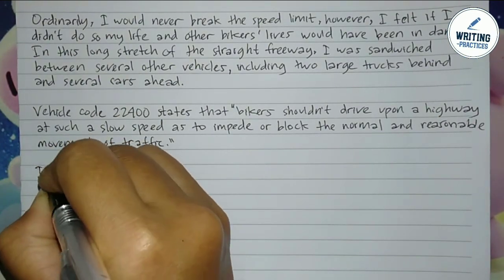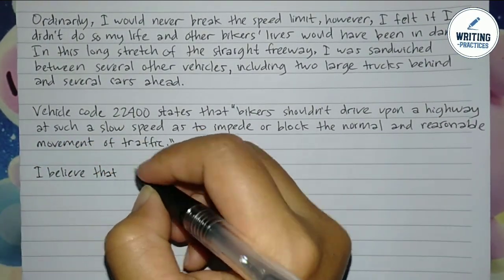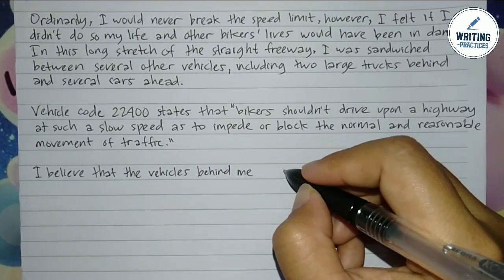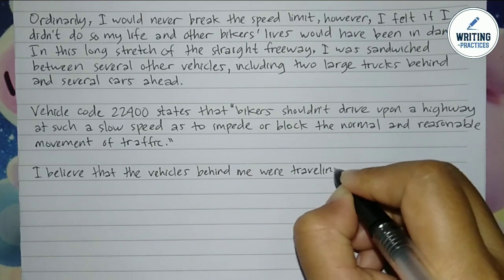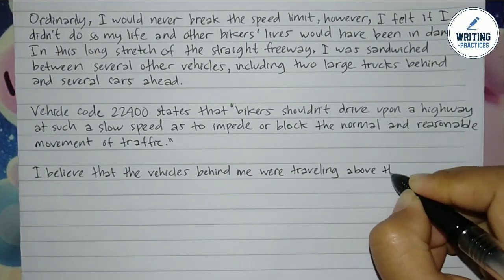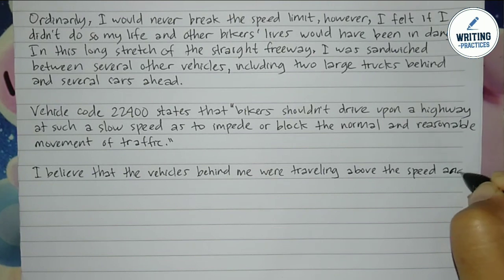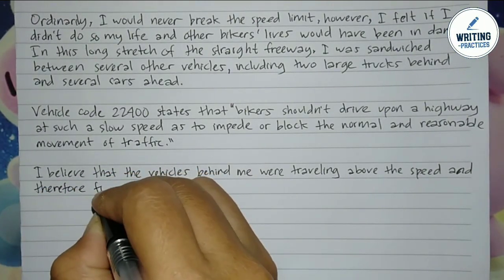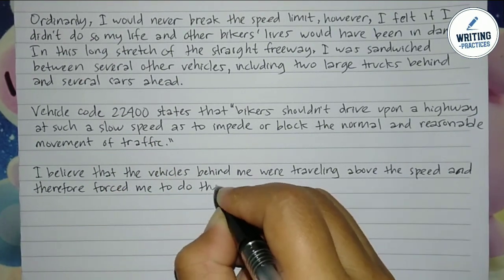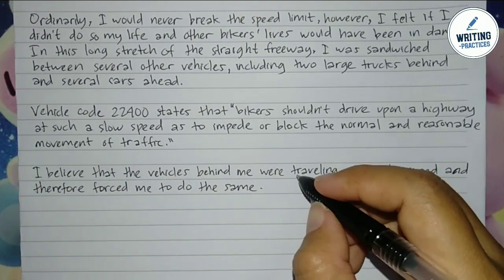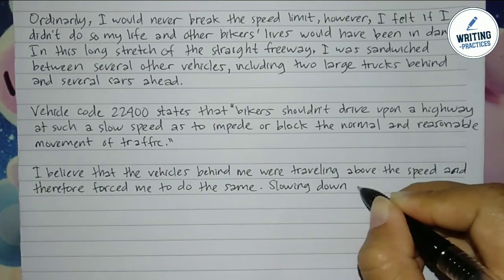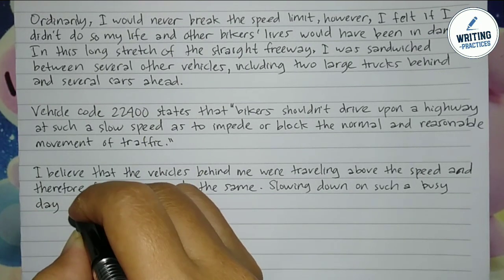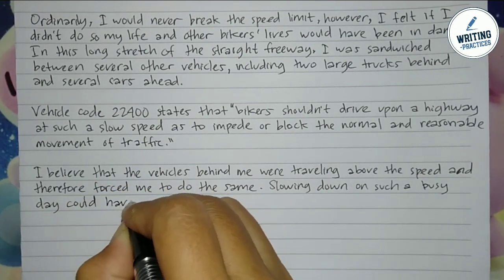After that, tell the details about the chronology of that incident. So, the writer told the recipient that he or she believes that the vehicles behind were traveling above the speed. And because of this, the situation forced the writer to do so. Yes, write what would have happened if you didn't do it. Here, the writer said that slowing down on such a busy day could have quite possibly caused a pile-up.